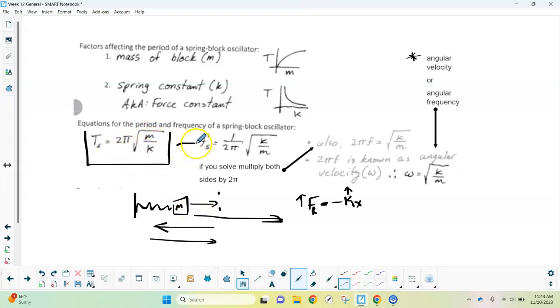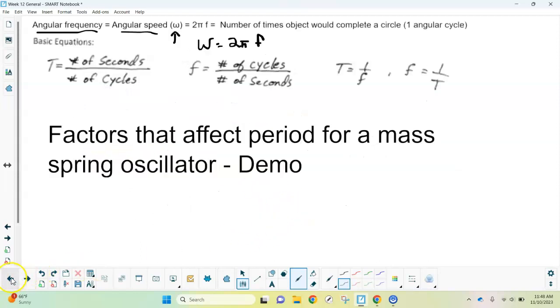Frequency, again, is just 1 over T. So you could take f equals 1 over T. If you flip this over, it'd be 1 over 2 pi, and you take the square root and flip that, and it'd be k over m. So you could do it that way too. I usually solve for the period and then just do the inverse to get the frequency. So I use this relationship here and solve for f, which is that equation.